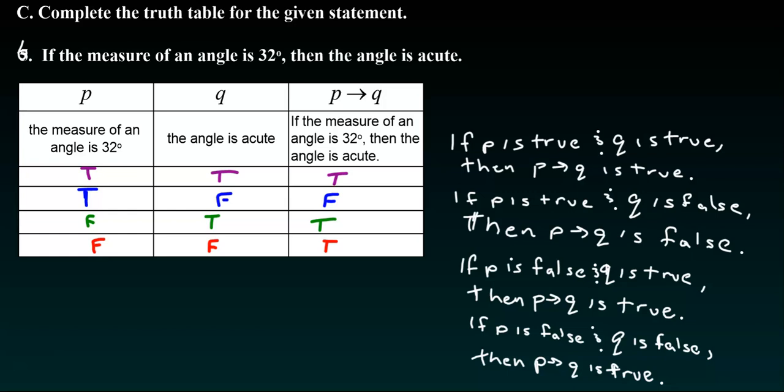Last one. If the measure, again, is not 32 and the angle is not acute, so it's either 90 or obtuse, well, are there angles that are not 32 that are either 90 degrees, a right angle, or over 90 degrees, an obtuse angle? Well, yeah. So as long as there is at least one true statement that fits the two falses, then the final result is true as well. And with that, that's how we complete truth tables for given statements.